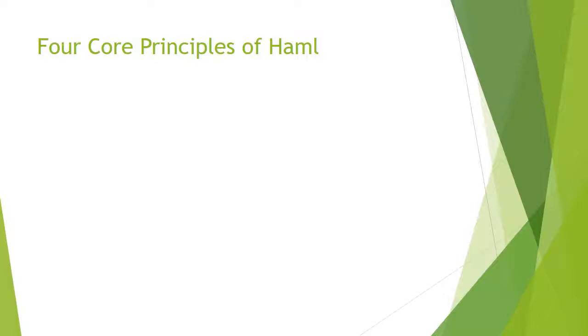HAML has 4 core principles. The first principle is markup should be beautiful. What this means is that the markup should be user-friendly and it should be easy to implement. The second principle of HAML is that markup should be DRY. DRY stands for do not repeat yourself. HAML strives to avoid unnecessary repetition by using indentation to indicate the beginning and end of code blocks.